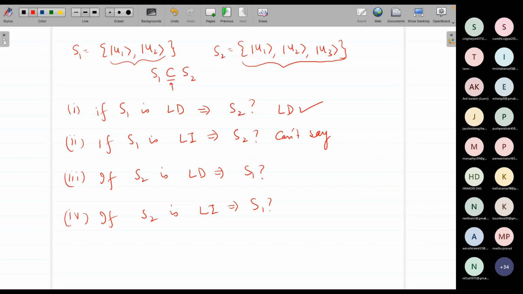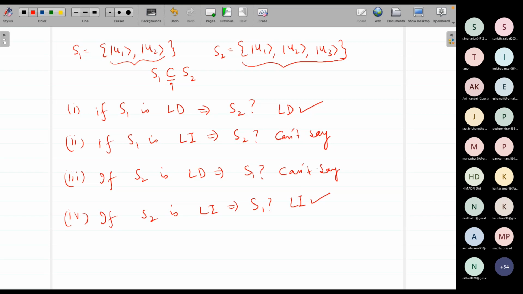What about if S2 is linearly independent, so U1, U2, U3 are all linearly independent? What about this smaller set, U1, U2? It is linearly independent. Here you all agree. Good. So coming back, if this set of 3 vectors is linearly dependent, do you know which vector depends on which other? You do not know. Which means you do not know whether U1 and U2 are linearly dependent or not. So here, we can't say.